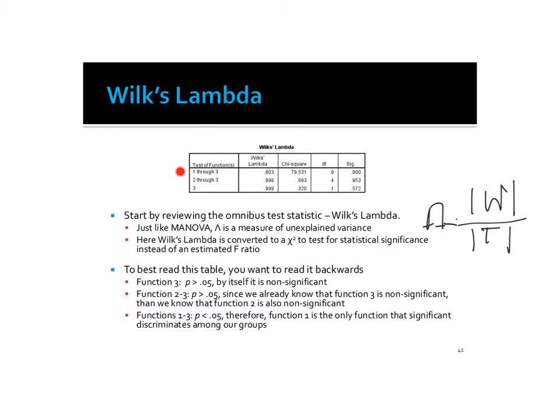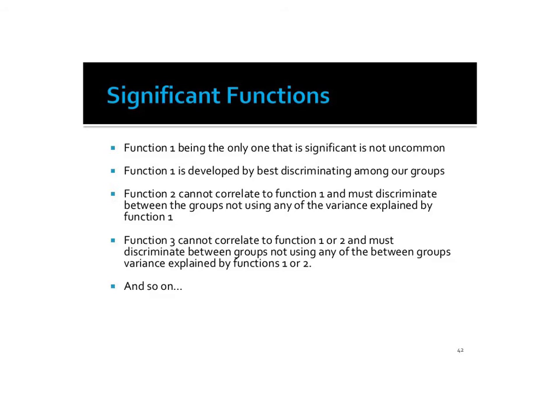So when we get up here, what we're seeing with this statistical significance and that same Wilks lambda of 0.803, is only function 1 really does discriminate between our 4 groups. When you add function 2 and 3, they aren't going to add much explained variance. So really, function 1, that's the only one that's super useful. Function 1 being the only one that's significant is not uncommon.